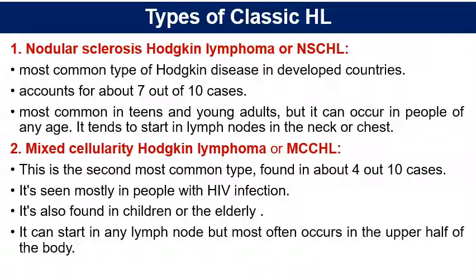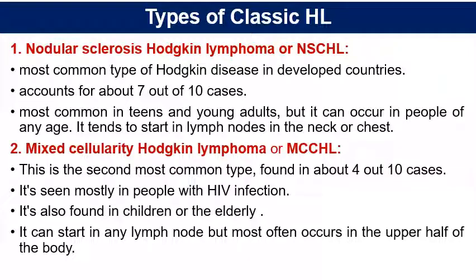And if you see the subtypes of classic Hodgkin lymphoma, the first one is nodular sclerosis Hodgkin lymphoma, or in short it is written NSCHL. It is the most common type of Hodgkin disease in developed countries, accounting for about 7 out of 10 cases, and most common in teens and young adults, but it can occur in people of any age. It tends to start in lymph nodes in the neck or chest. So this is the most common type of Hodgkin disease, nodular sclerosis.